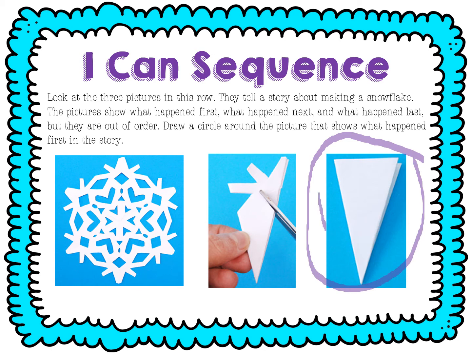Number one. Now, before you can make a snowflake, first you have to fold it. Next, you would cut it. So this happens number two. You start cutting triangles and shapes out of it. And finally, last, number three, you unfold it to see your design.